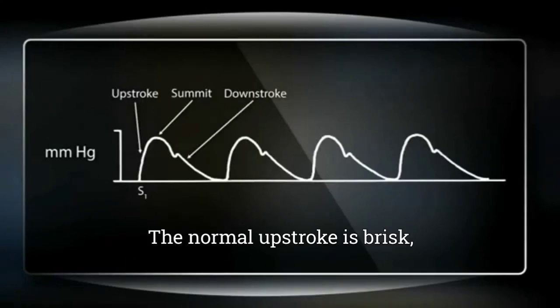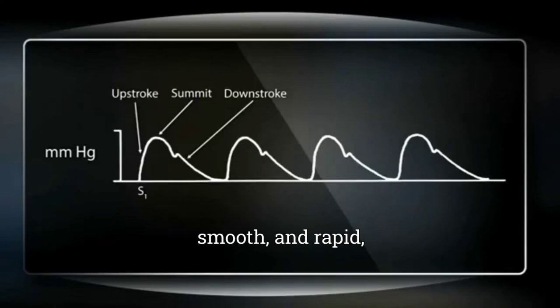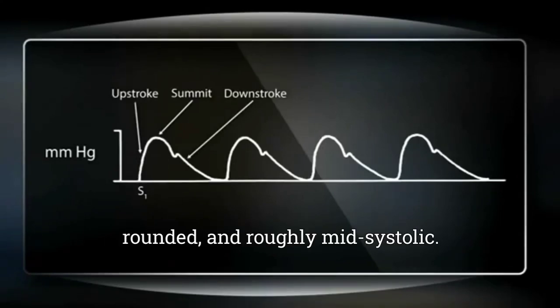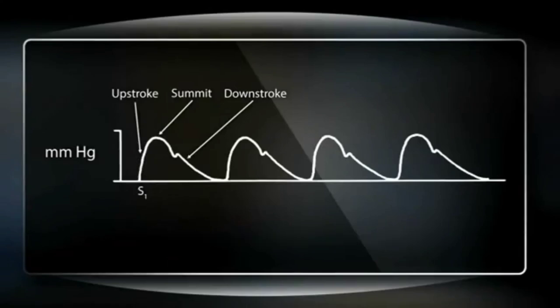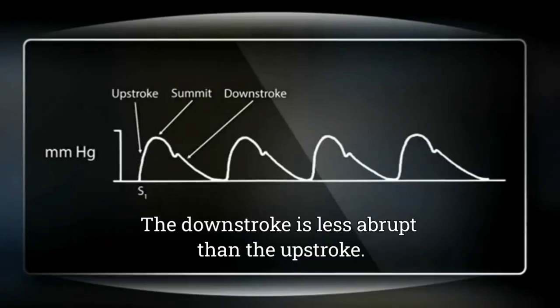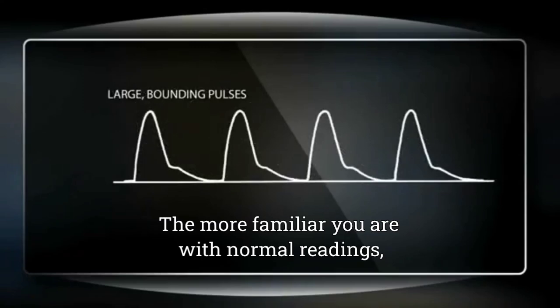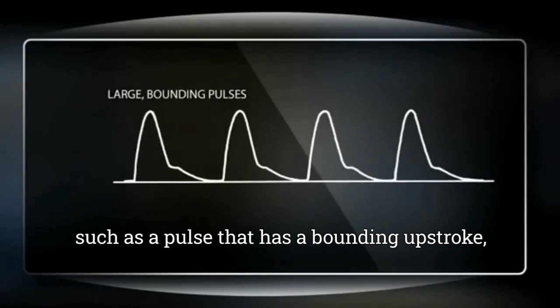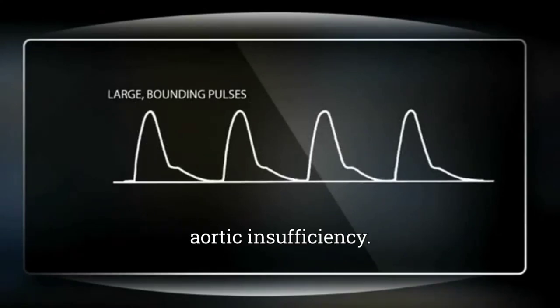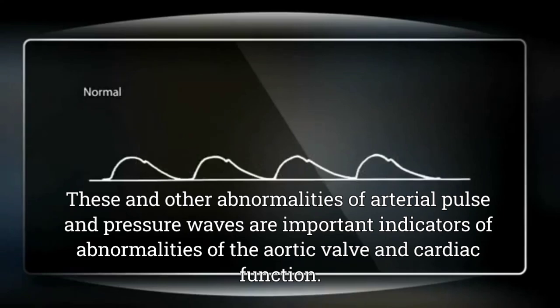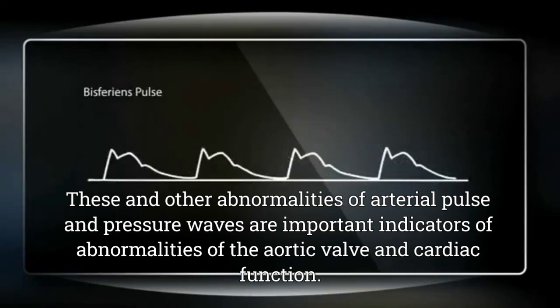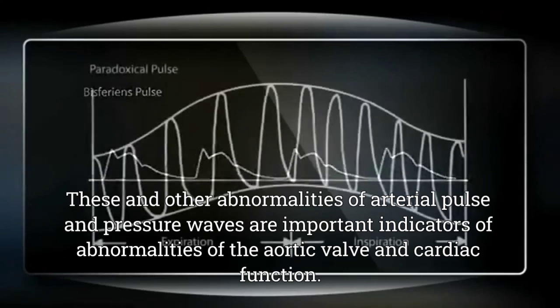The normal upstroke is brisk, smooth, and rapid, and follows S1 almost immediately. The summit is smooth, rounded, and roughly mid-systolic. The downstroke is less abrupt than the upstroke. The more familiar you are with normal readings, the easier it will be to detect abnormalities, such as a pulse that has a bounding upstroke, aortic insufficiency. These and other abnormalities of arterial pulse and pressure waves are important indicators of abnormalities of the aortic valve and cardiac function.